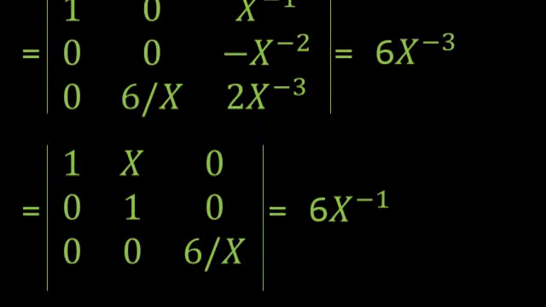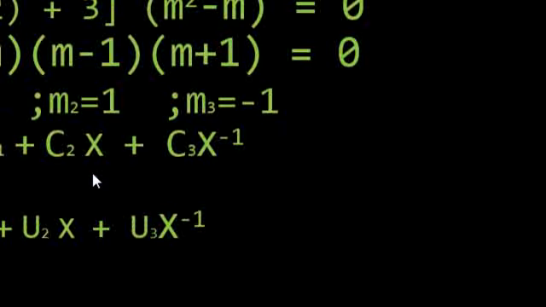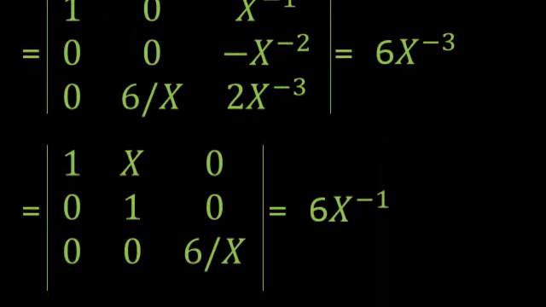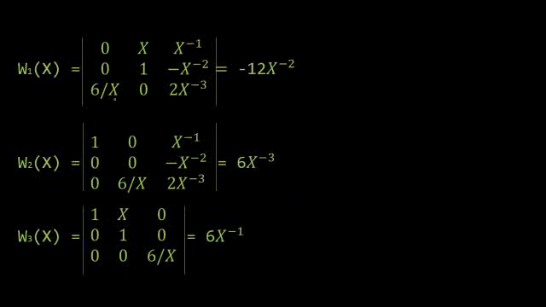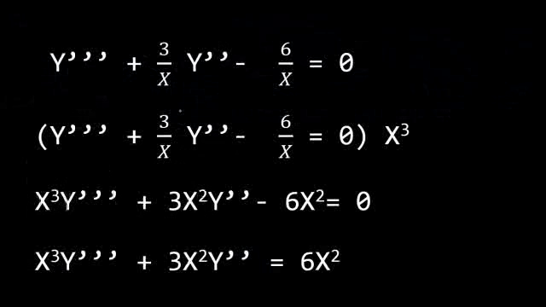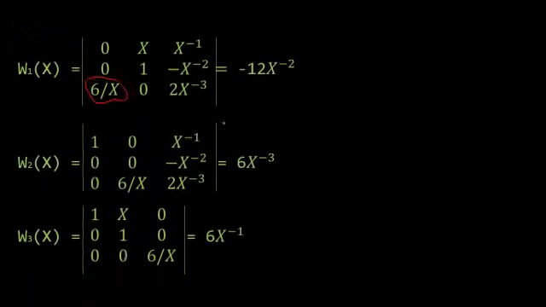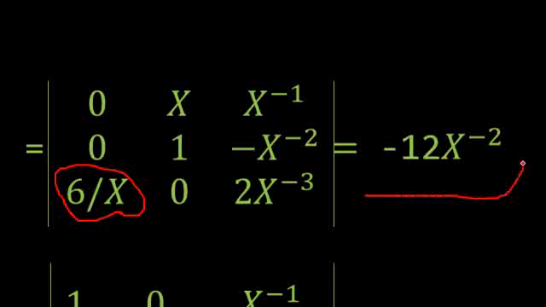First thing is we also need to find the Wronskian 1, in which we replace this by 0, 0 and the function of x, which is equal to 6 over x from here. This is our function of x. So evaluating this 3 by 3 matrix, we will find this value, negative 12 x to the negative 2.